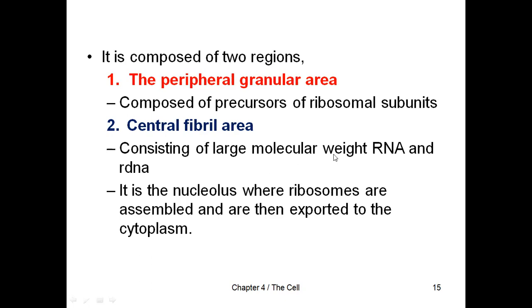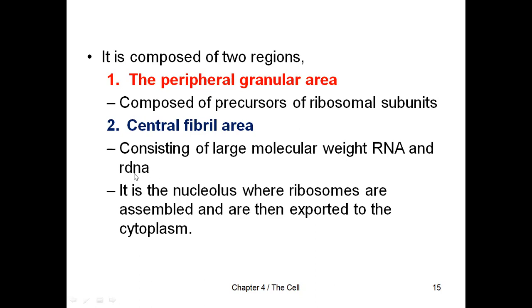It consists of a large molecular weight RNA and ribosomal DNA. It has a lot of RNA present inside. What do we mean by RNA? Ribonucleic acid. DNA, deoxyribonucleic acid. Okay? So it consists of a large, write this down, large molecular weight, heavy ribosomal ribonucleic acid, and then ribosomal deoxyribonucleic acid.